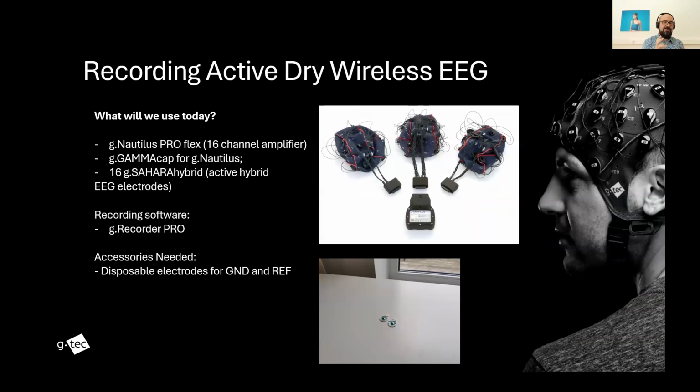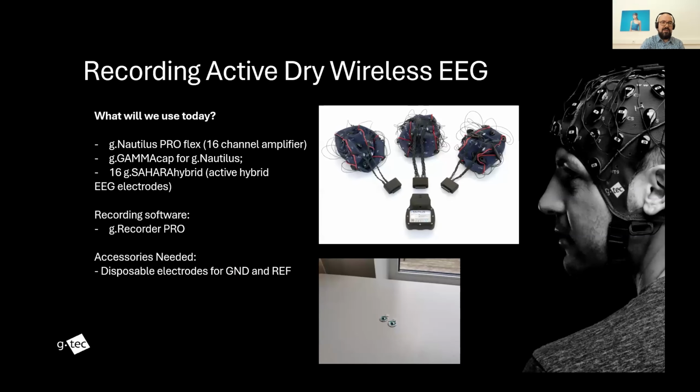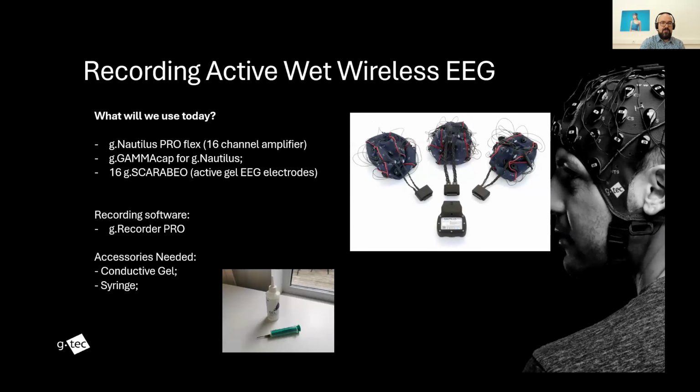For this one, I wanted to show you how easy it is to change the amplifiers with the G.Nautilus Pro. So we'll have someone having a G.Nautilus Pro with passive electrodes, 16 G.Sahara hybrid, and the same person will then be switching to active wet electrodes, so 16 G.Scarabeo electrodes, and we will be able to see that without changing anything on the computer setup, we can record and switch caps pretty easily.